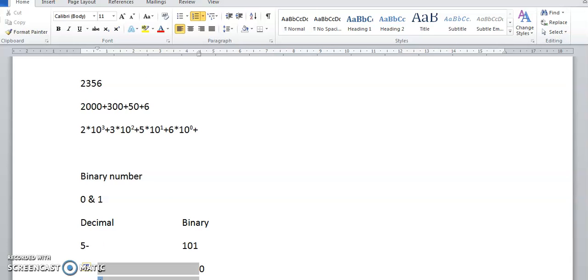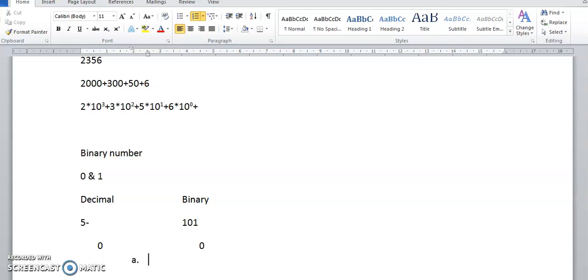When I write 1, its binary value is also 1. When I write 2, its binary value will be 10. Now you will be asking me, how, teacher, is this possible?